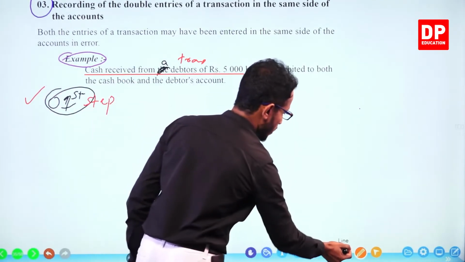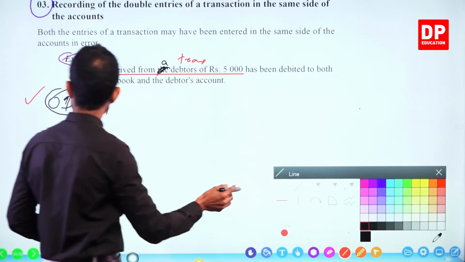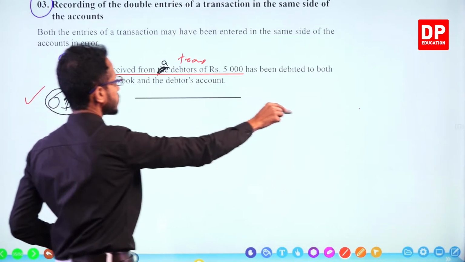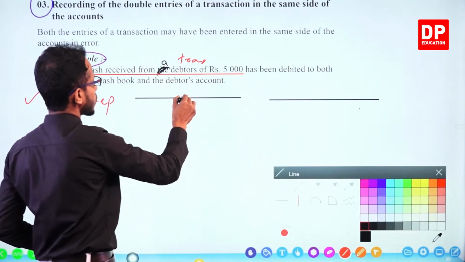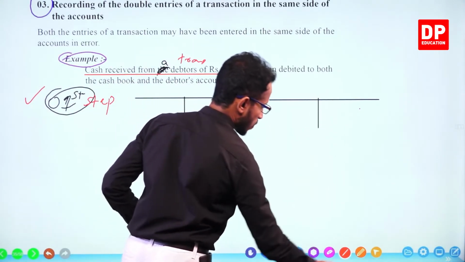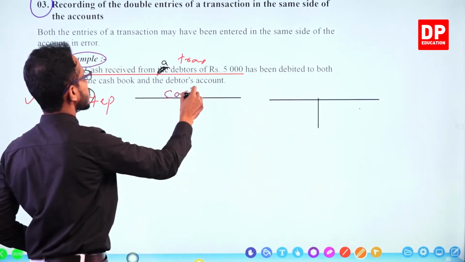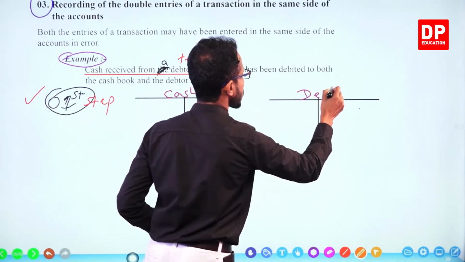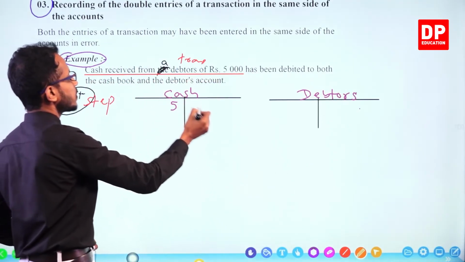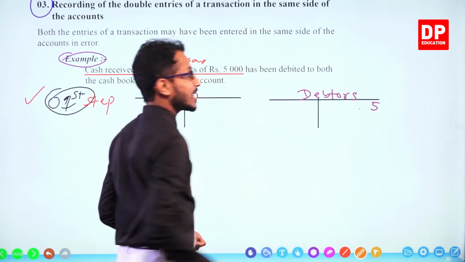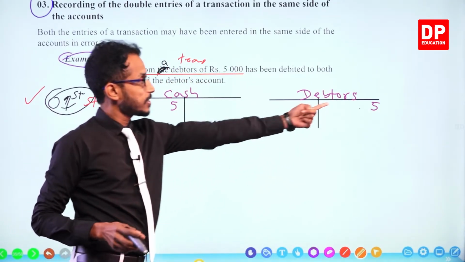I'm going to draw the two T accounts for cash and debtors. This is the first T account. This is the second T account. Cash and debtors. Cash debit 5, debtors credit 5. This is the correct double entry. Okay, correct one. Cash debit, debtors credit 5.